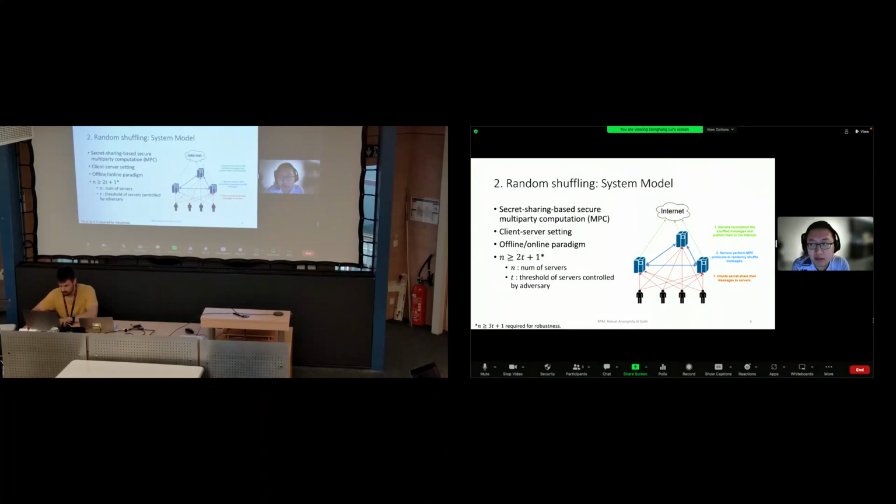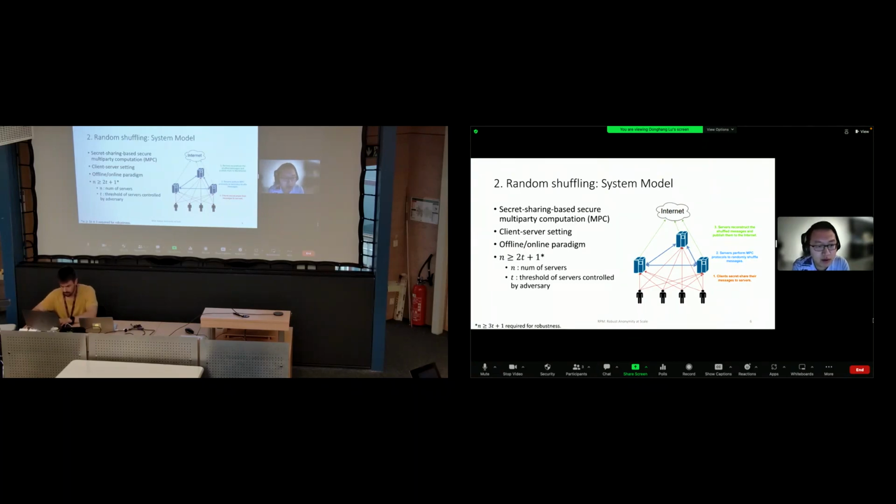This is the system model of our work. Our work is based on secure multi-party computation, and we use secret sharing as the building block of MPC. We follow a client-server setting, so there are two kinds of parties. The first kind are the clients who provide messages to send. The second category of parties are called the servers. They will run the MPC protocols to randomly shuffle the messages, then reconstruct the messages.